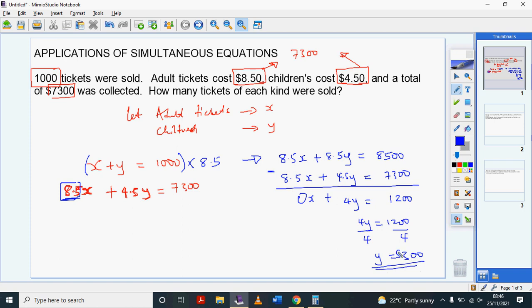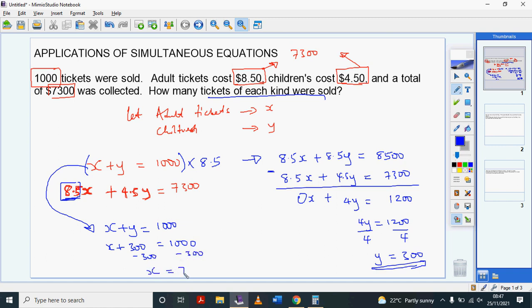The question asks us how many tickets of each kind were sold. So 300 children's tickets were sold. If I want to know how many adult tickets were sold, I'm just going to go to the first equation. It says x plus y is equal to 1,000, but I've found that y is 300, and so I have x plus 300 is equal to 1,000. Then I'll subtract 300 from both sides, so I'll end up seeing that x is equal to 700. So the adult tickets were 700 and the children's tickets were 300.